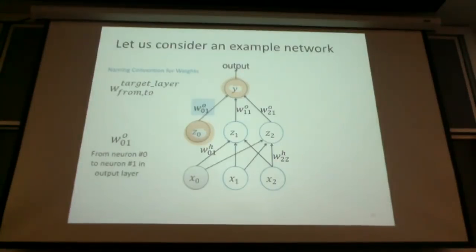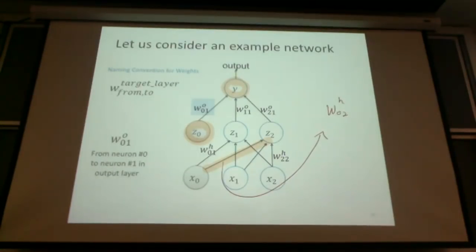Node 1 in the output layer. It turns out there's only one node in the output layer, so it's just the one thing. So this, for example, this edge will be associated with the weight W02 in the hidden layer. This is just convention that I'm using so that we all agree on something.